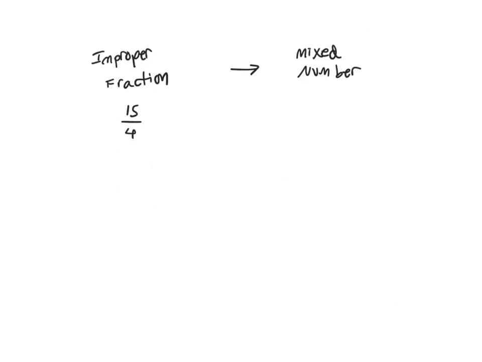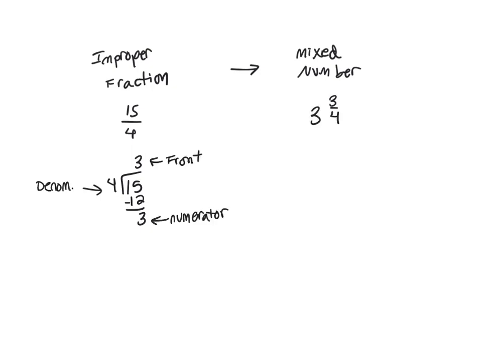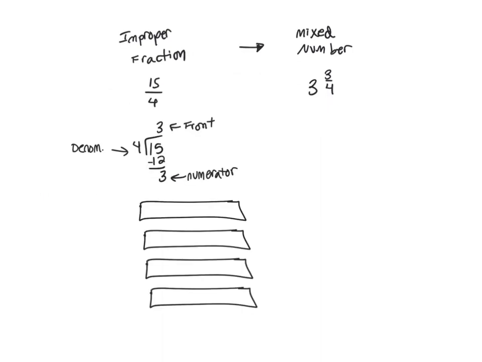What if we wanted to go the other way from an improper fraction to a mixed number? Well, what we do is divide the numerator by the denominator. In this case, 4 goes into 15 3 times, and I have a remainder of 3. And then I write this as 3 3/4. So 3 is in front. The 3 that was my remainder is my numerator, and the other number, my 4, is going to be my denominator.